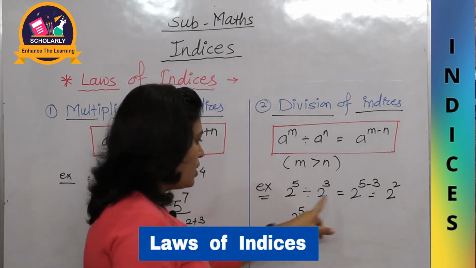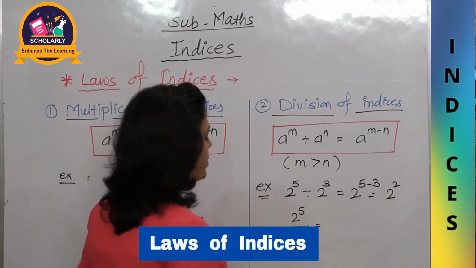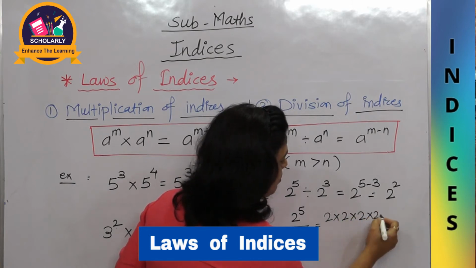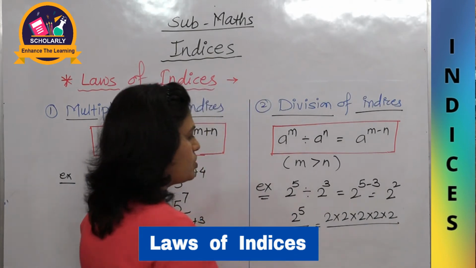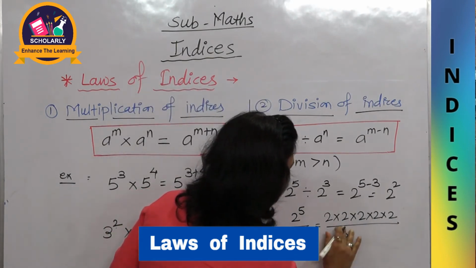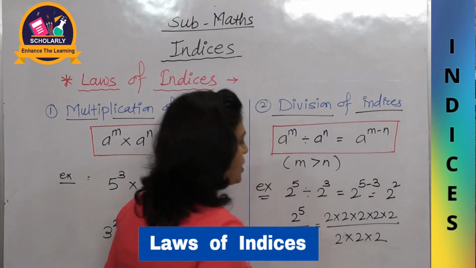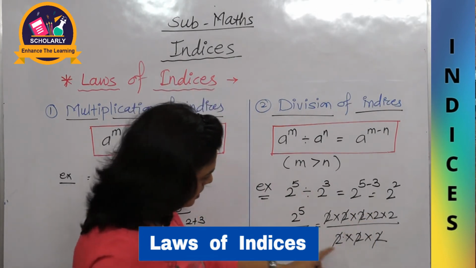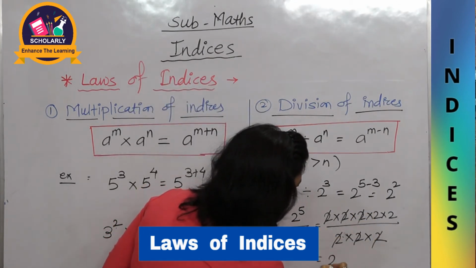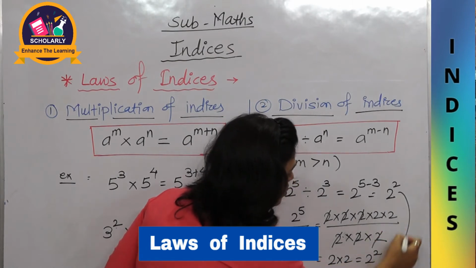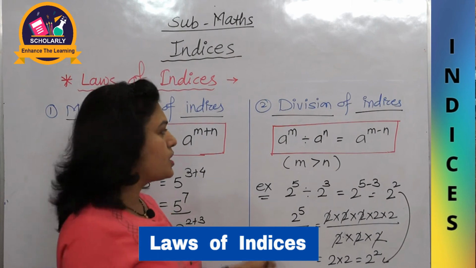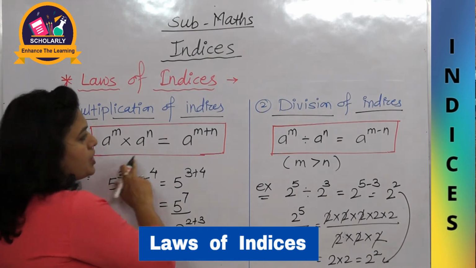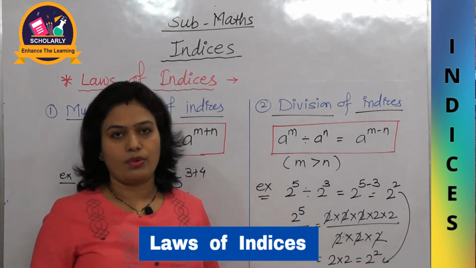I can also explain how the powers got subtracted. 2 raised to 5, we can write it like this in the multiplication form, 2 raised to 5 and 2 raised to 3, 2 into 2 into 2, like this. So the 3 times 2's got cancelled, only what remains is 2 into 2, that is 2 raised to 2. So this is the second law of indices, division of indices. The first one was multiplication, second is division. Let's see the next law.